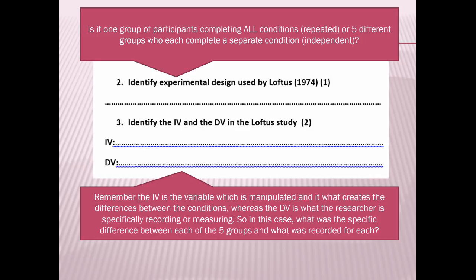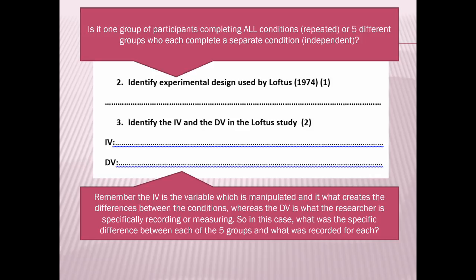Then for question 3, we've got to identify the IV and the DV in the Loftus study. Now, to do this, you need to remember that the IV is the variable that creates the two conditions, okay? So it's the one that is manipulated. So what is manipulated between these different groups, based on what I've just said to you, that is classed as the IV, okay? The DV, on the other hand, is what is specifically being recorded or measured.